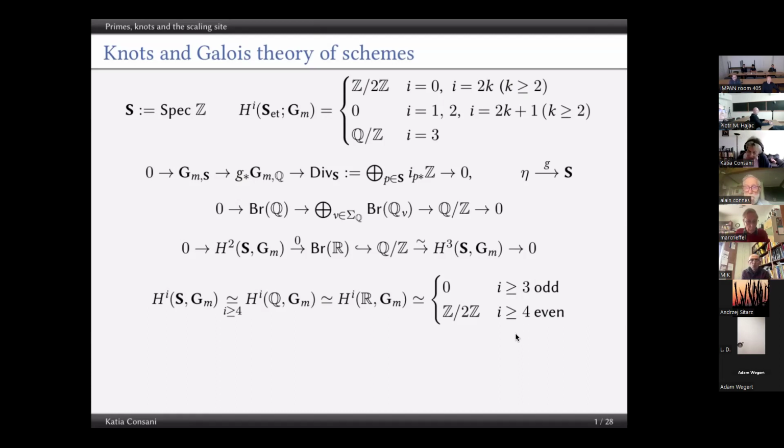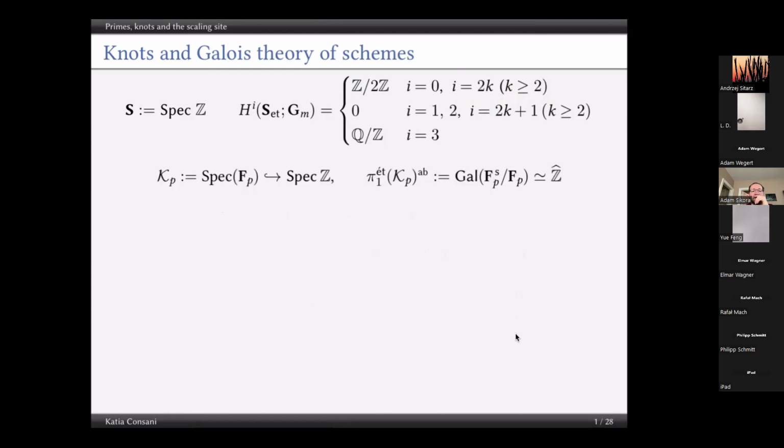So in that case, because the Archimedean prime is included, you still have H^i in degrees i greater or equal than 4, even, to be Z mod 2Z, and the cohomology will vanish after degree 3, so from degree 4 on. But that's just for, okay. So this is a result.